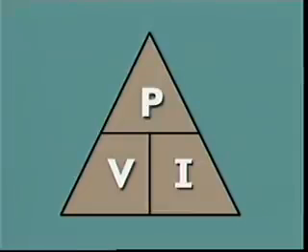This triangle simplifies transposing the power equation. Power equals voltage times current. Voltage equals power divided by current, and current equals power divided by voltage.